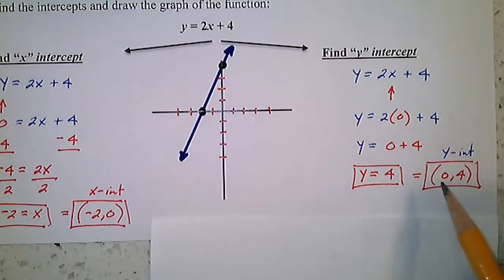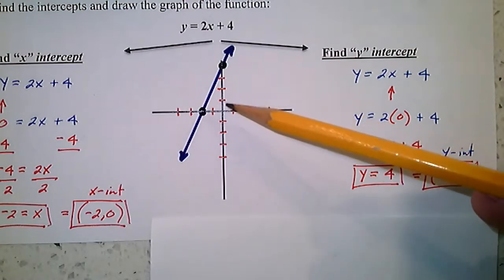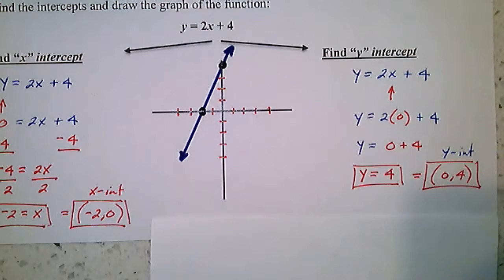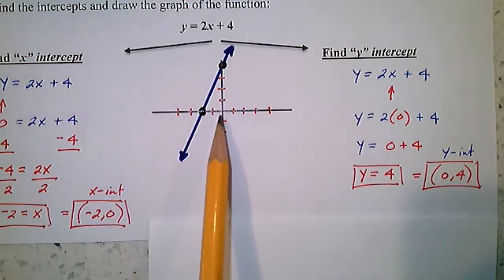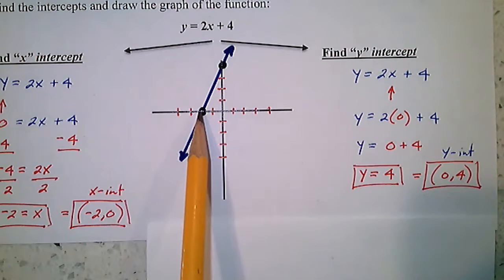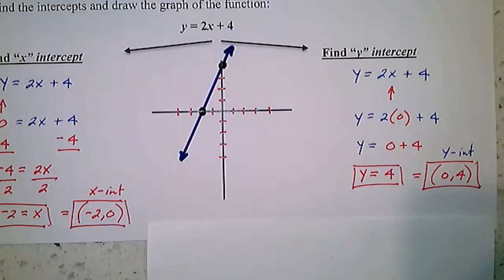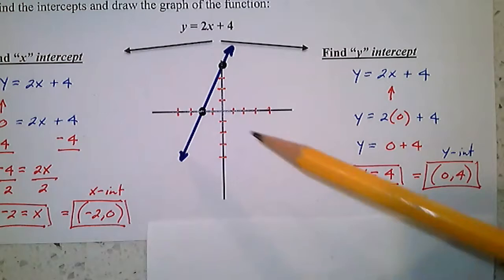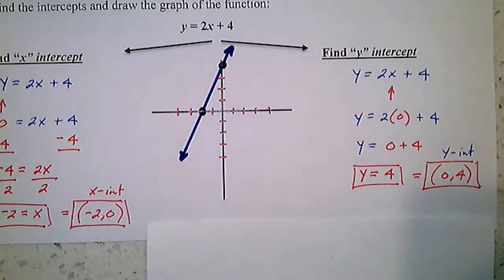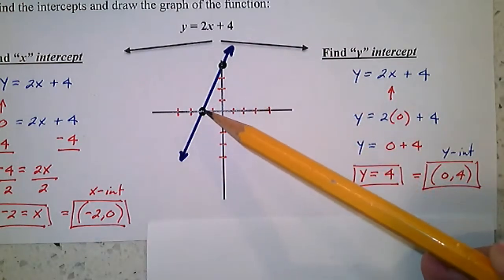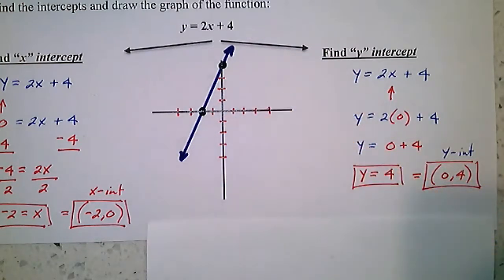So my y-intercept is at (0, 4), so 1, 2, 3, 4. My x-intercept is at (-2, 0), 1, 2, right there, negative 2. Then take out your ruler or your straight edge, your credit card or student ID, and draw yourself your line right there. There's your x-intercept, there's your y-intercept.